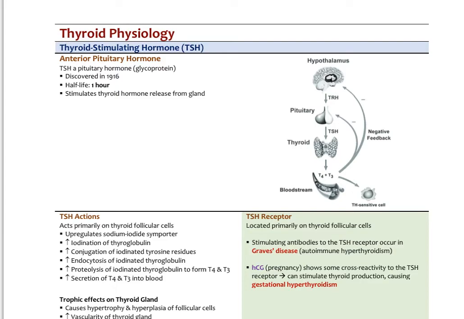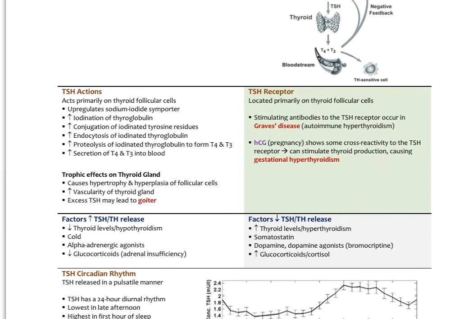The actions of TSH, I've mentioned a few of them already, and that's primarily to stimulate the release of thyroid hormone from the gland, but really it stimulates all the activities of the follicular cells. So it upregulates the sodium iodide symporter. It increases iodination of thyroglobulin, increases conjugation of the iodinated tyrosine residues, so brings them together in thyroglobulin, increases endocytosis of the iodinated thyroglobulin, increases the proteolysis of iodinated thyroglobulin to release T4 and T3, and then increases secretion of T4 and T3 into the blood.